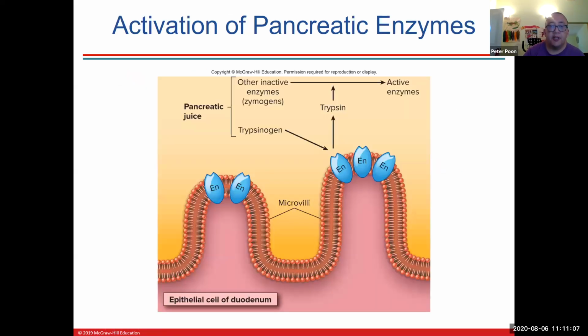So this is the brush border. This enzyme cleaves trypsinogen into trypsin. Trypsin cuts other inactive enzymes, like chymotrypsinogen to chymotrypsin.